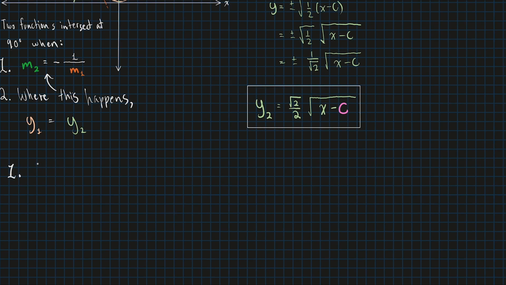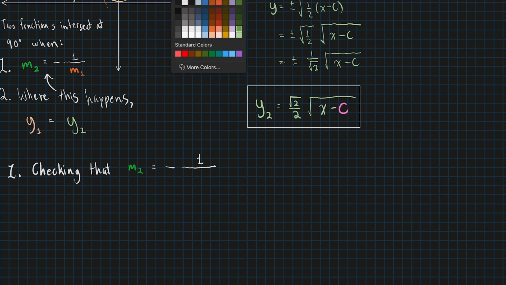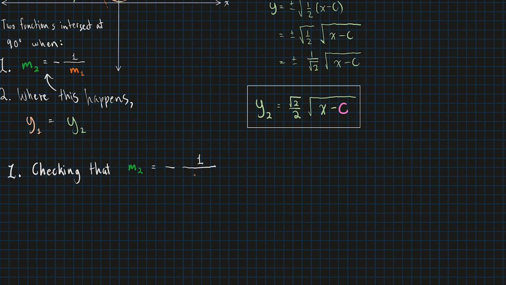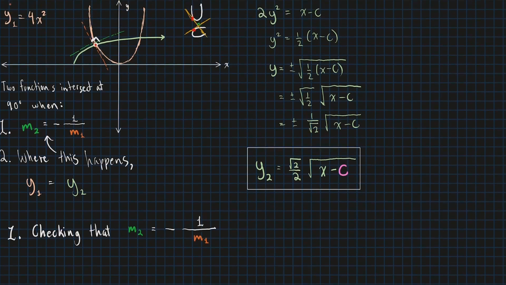So number one, we are checking that our m2, the derivative of y2, is equal to negative 1 over m1. Alright, so between y1 and y2, y1 looks easier to take the derivative of, so let's start with that one.